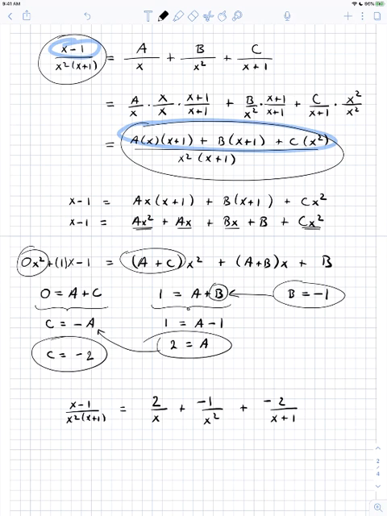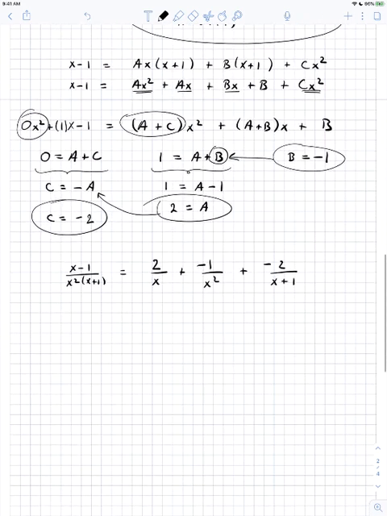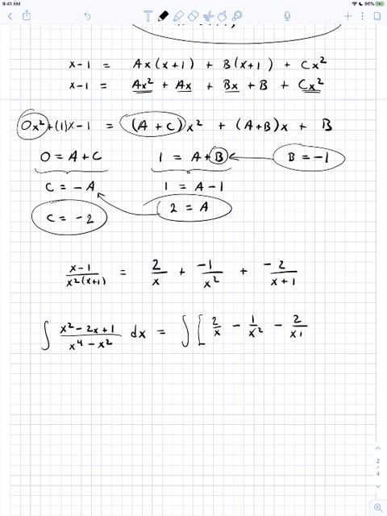And the thing we wanted to integrate was equal to this. It wasn't written like that. It wasn't factored or reduced. So it's x squared minus 2x plus 1 divided by x to the fourth minus x squared. And we're integrating that with respect to x. So this is equal to the integral of, and now we have 2 over x minus 1 over x squared minus 2 over x plus 1 dx.